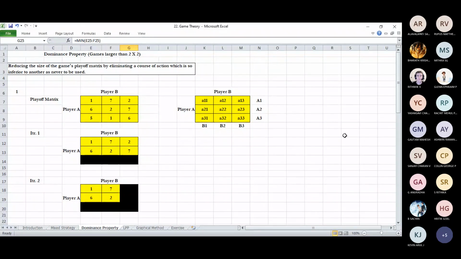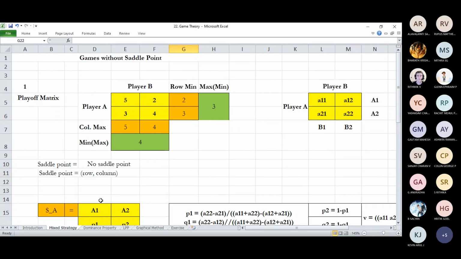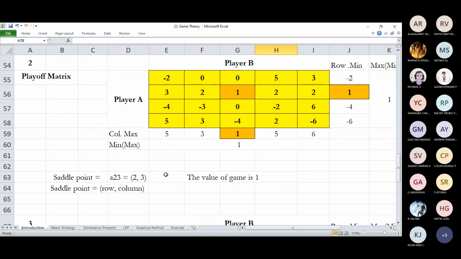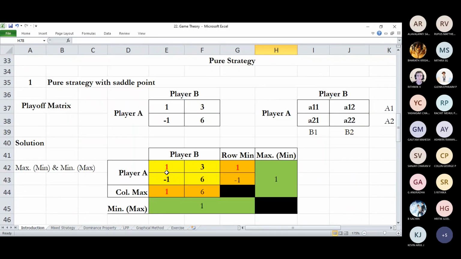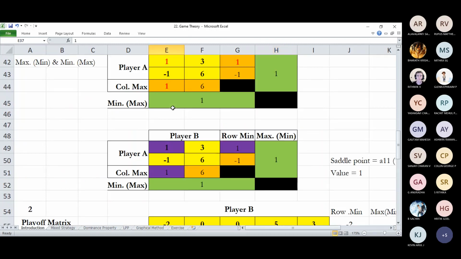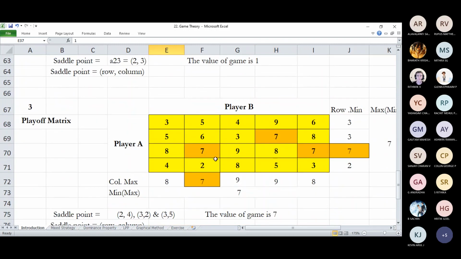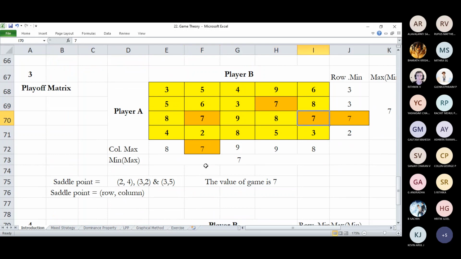In fact, we dealt with pure strategy, which is a game which has a definite saddle point or multiple saddle points. In this lecture, we'll be focusing on game theory with mixed strategy. A quick recap. In the previous class, we talked about games which have a pure strategy, which means a game with a definite saddle point, like in this case it is 1, or multiple saddle points, like in this case, multiple 7s, and the value of the game and so on, right? So this is a pure strategy.